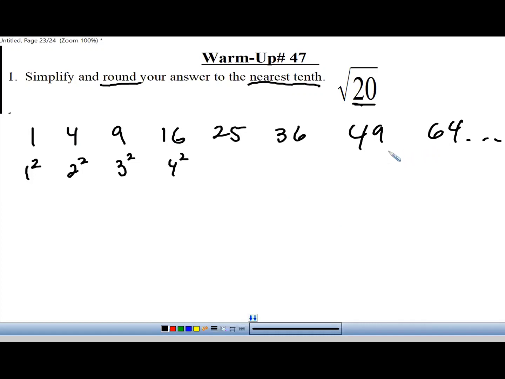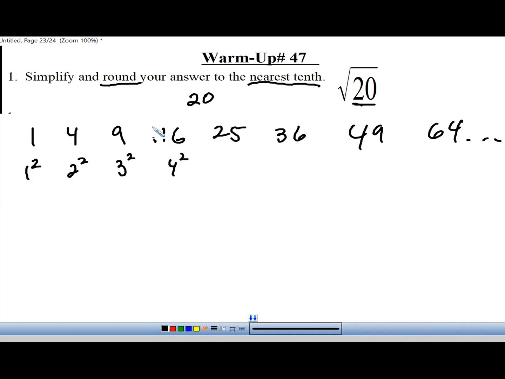So question, between what 2 perfect square numbers is 20 found? Between what 2 numbers can I put 20? Between what? Yeah, between 16 and 25. So 20 would fit somewhere right here. Is that correct? So check this out.